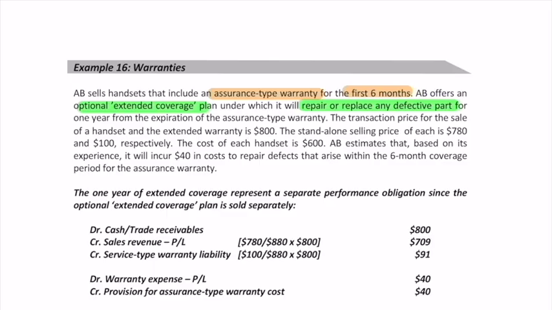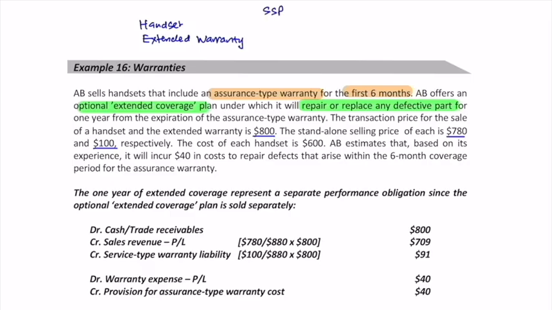The transaction price is $800, the standalone selling price for the handset is $780, and the extended warranty is $100. Assurance warranty is not a distinct performance obligation under the contract. It's part of the handsets. So, in the contract there are 2 performance obligations: the handset as well as the extended warranty.